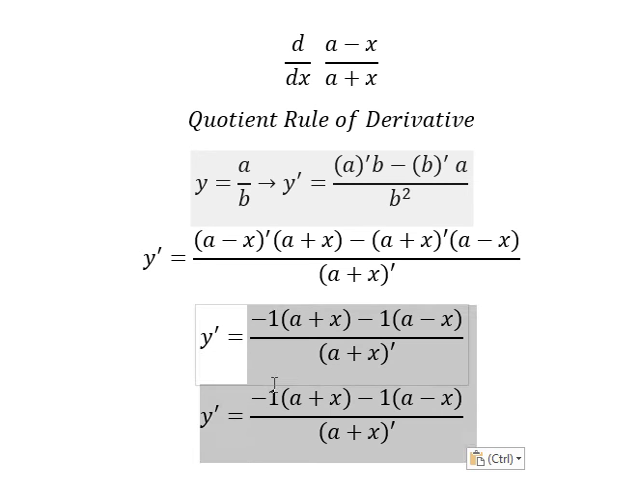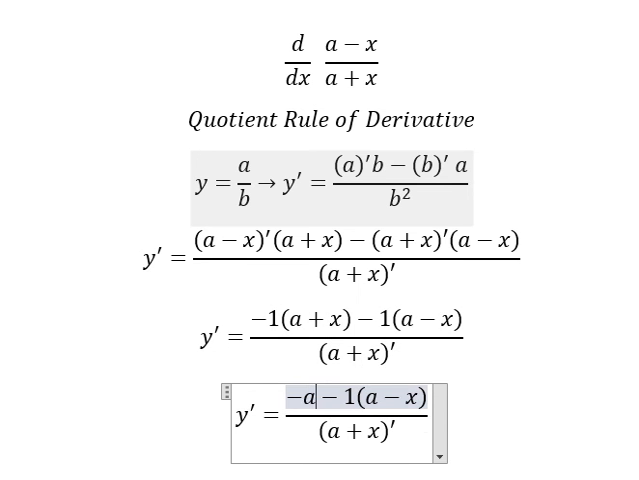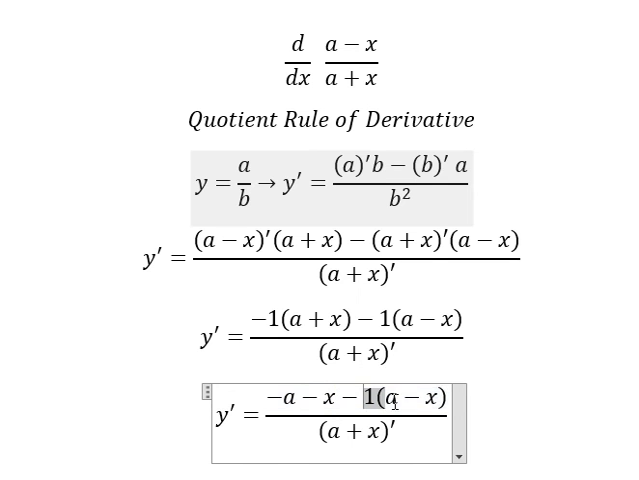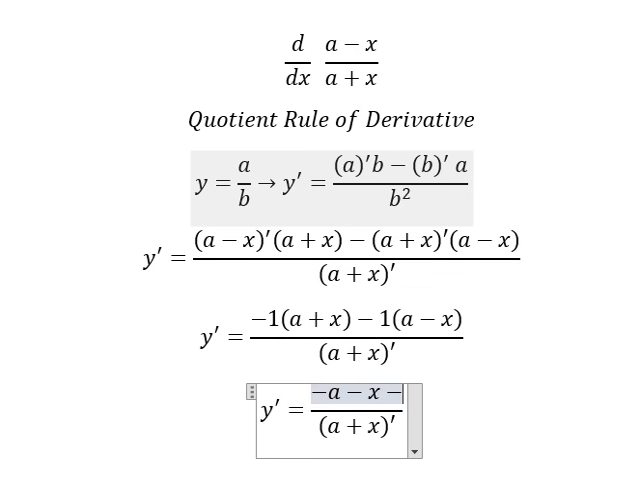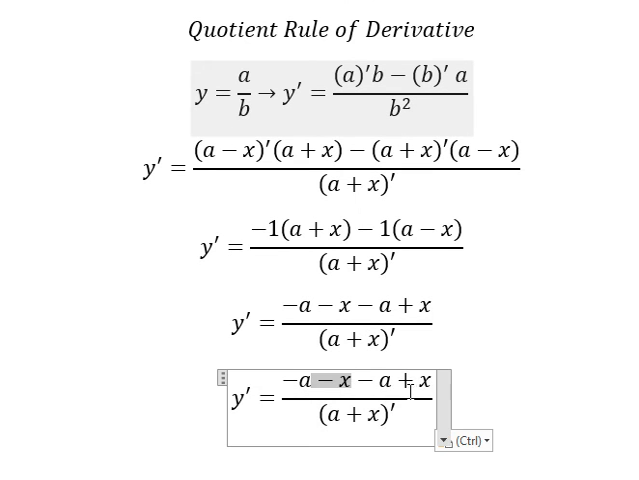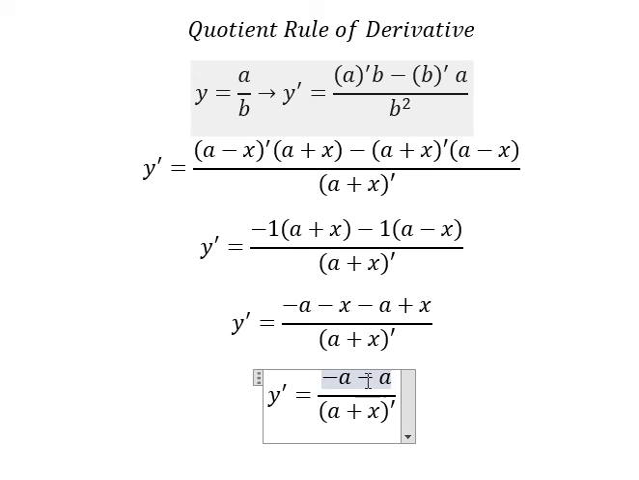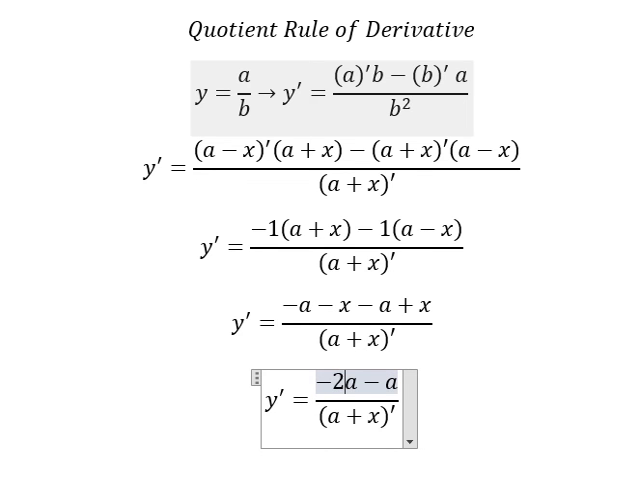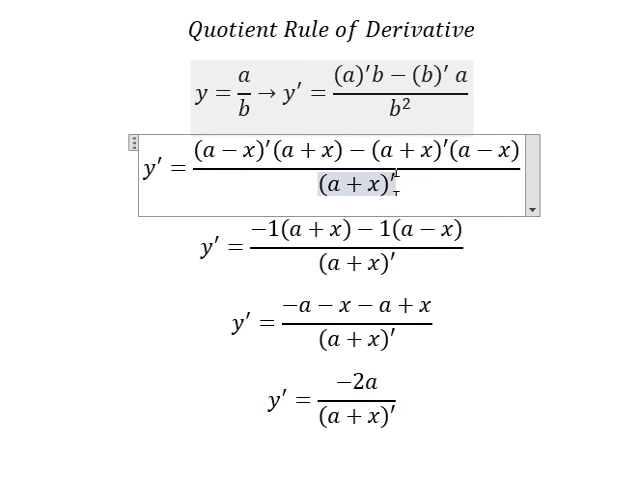Now we need to expand this one. Similar for this one. So negative x and positive x, we simplify. Negative a, we have negative 2a. Or this is the power 2 in here.